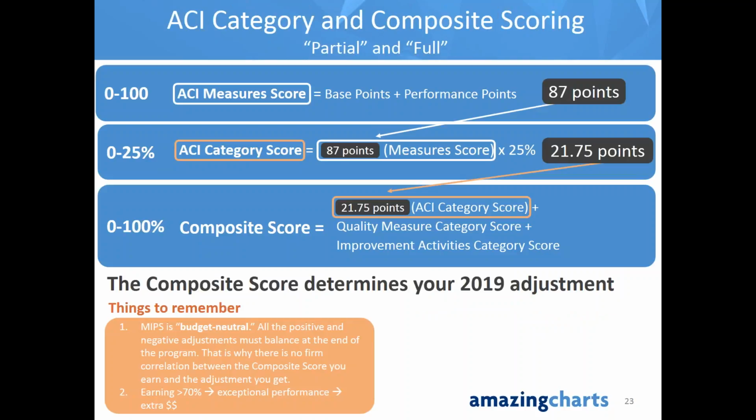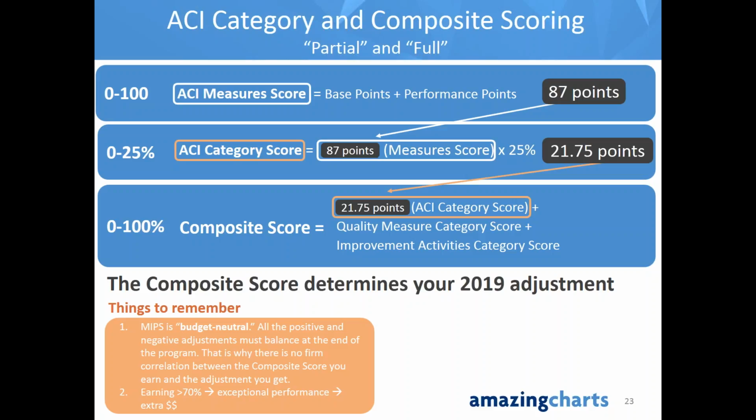So let's put it all together. The total available points for ACI is 100 points. The ACI category itself is worth 25% towards your final grade, or composite score. So you take the 87 times 25%, and you just earned 21.75% towards your final grade. You'll add those points and those you earned from the other 2 categories, quality and improvement activities, and that final score will be factored into any additional adjustments you'll see in 2019.